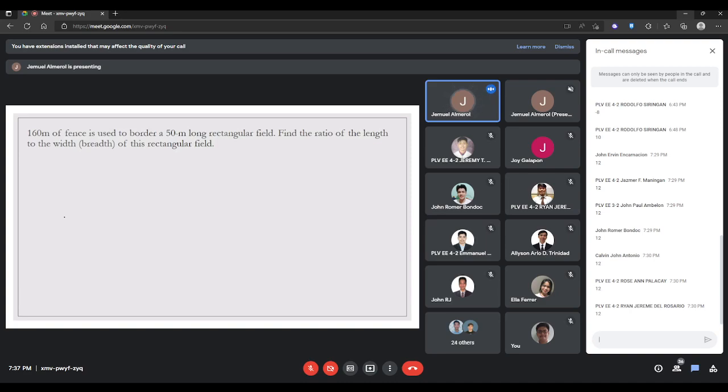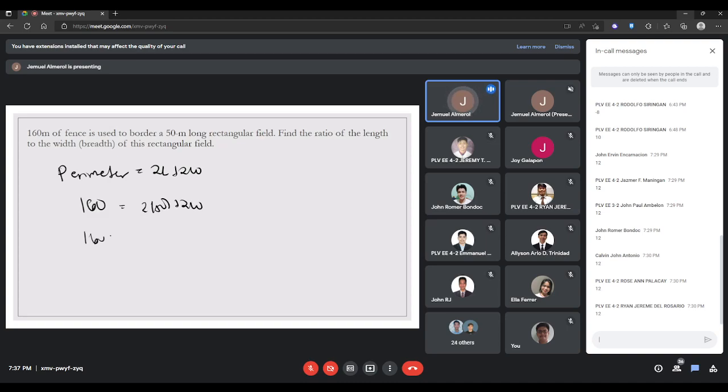So, di ba, ang perimeter ng rectangle is twice the length plus twice the width. We have already 160 being the perimeter. Okay? Of fence eh. Pag sinabi fence, bakod, di ba? Babakuran niya yung 50 meter long. So your length is 50 meters, so 2 times 50 plus 2W.